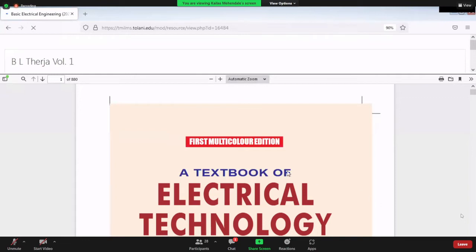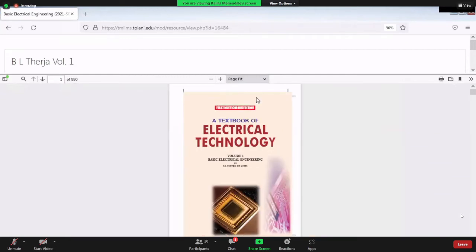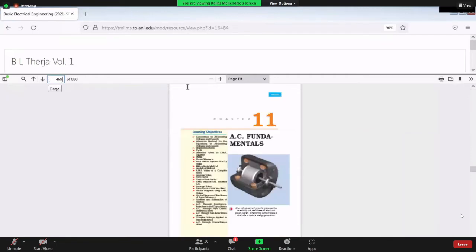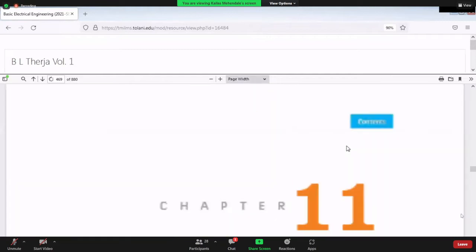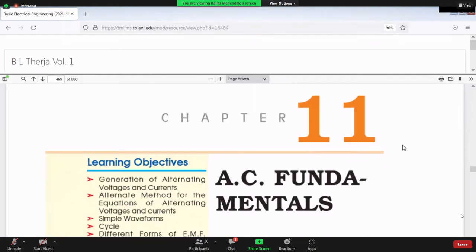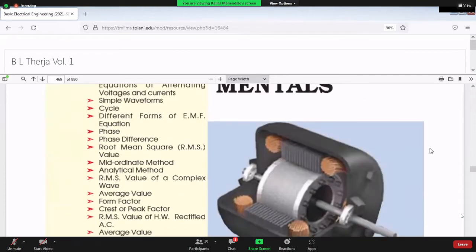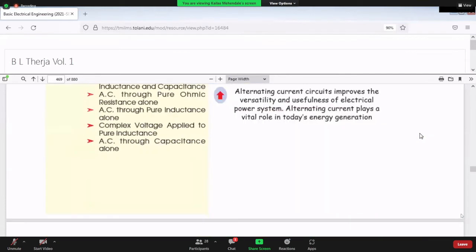And this book pops up. Our AC fundamentals is located on page number 469. So page number 469 is AC fundamentals. So whatever I'll be doing in the class can be found over here. Okay, so let us have a look.